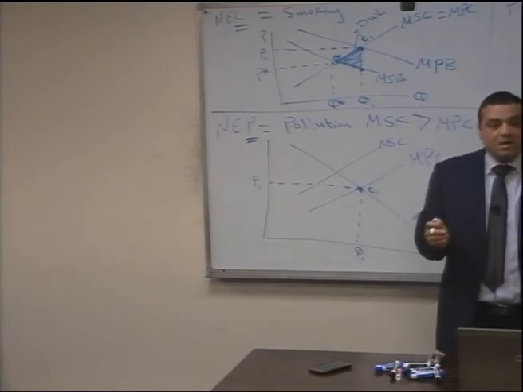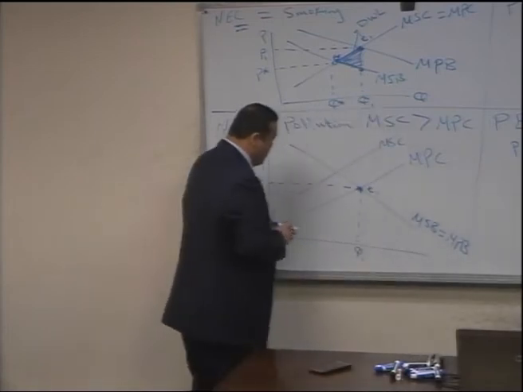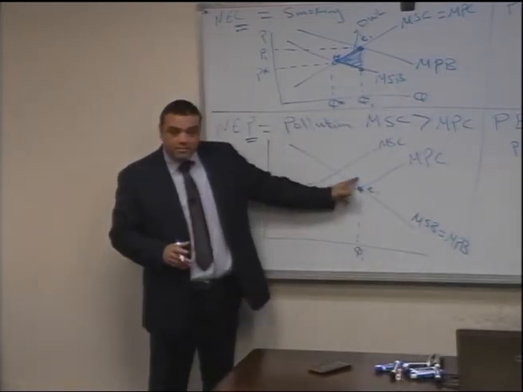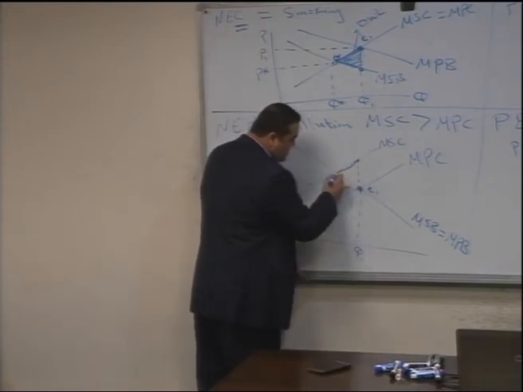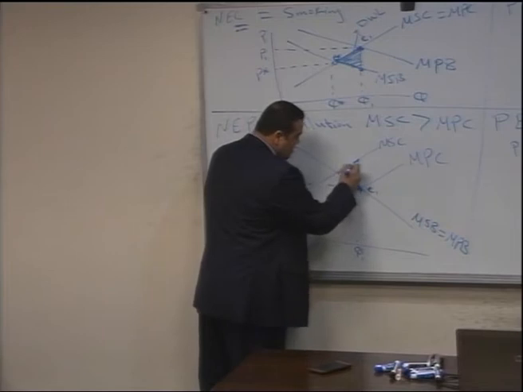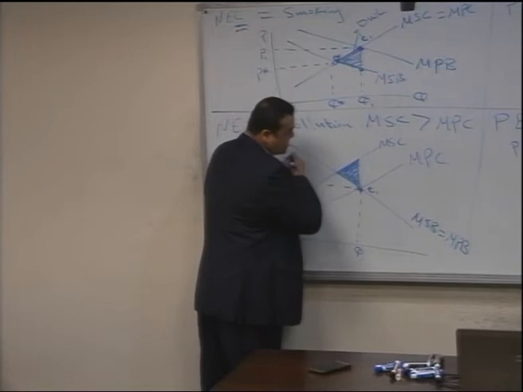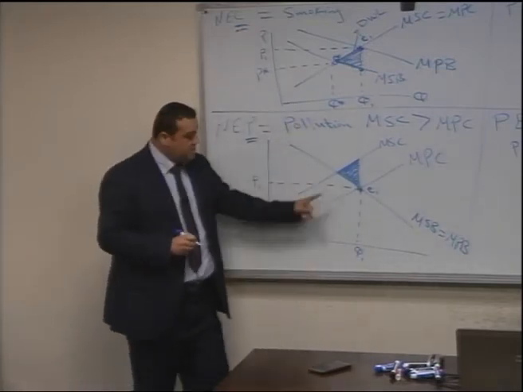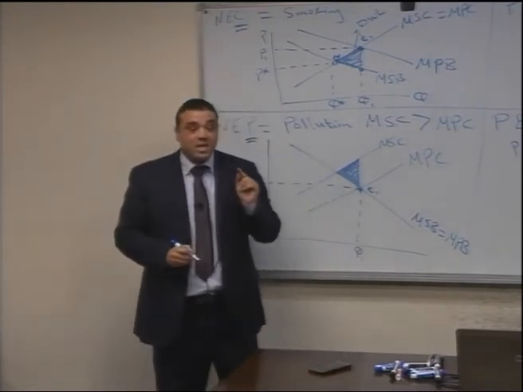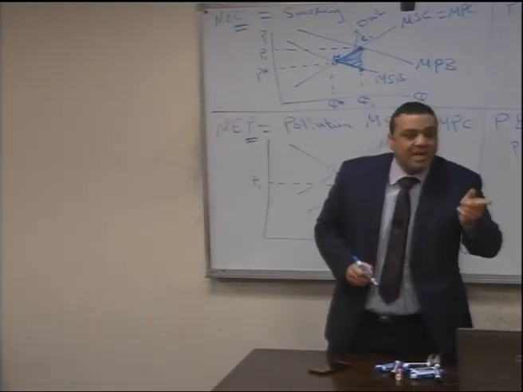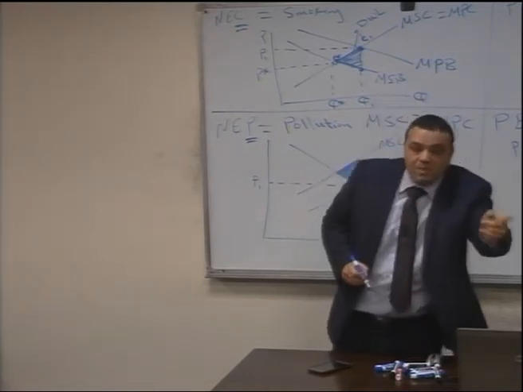How can we determine if there is a loss or potential gains? From E1 to the social equilibrium, this is the loss, or the deadweight loss. The shaded triangle here represents the deadweight loss, because here we have an overproduction of the product that creates problems for the community.